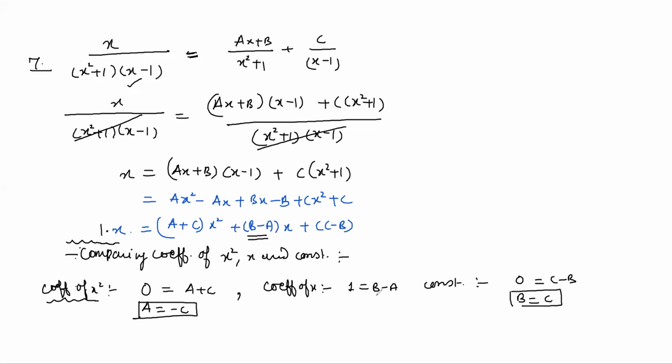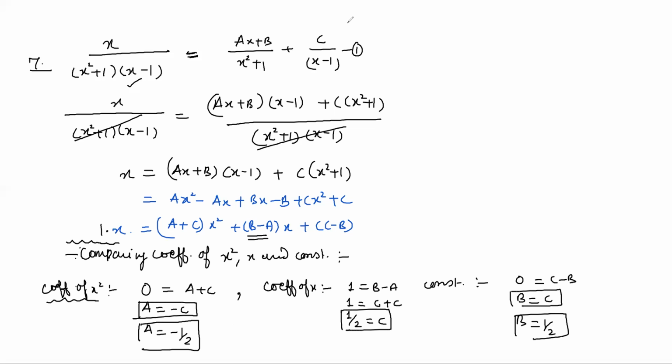So just put the value of a and b here. So it is 1, value of b is c, and a is minus c, so it becomes plus c. So c is coming out as 1 by 2. So value of a is minus 1 by 2 and value of b is plus 1 by 2. Okay, just put all these values in equation number 1. Okay, I'm putting it, wait.